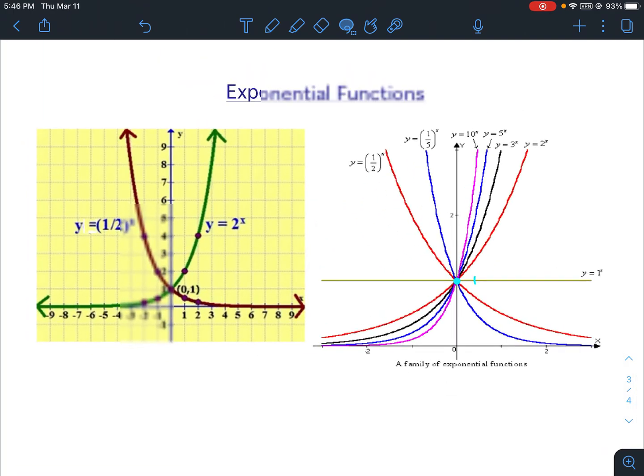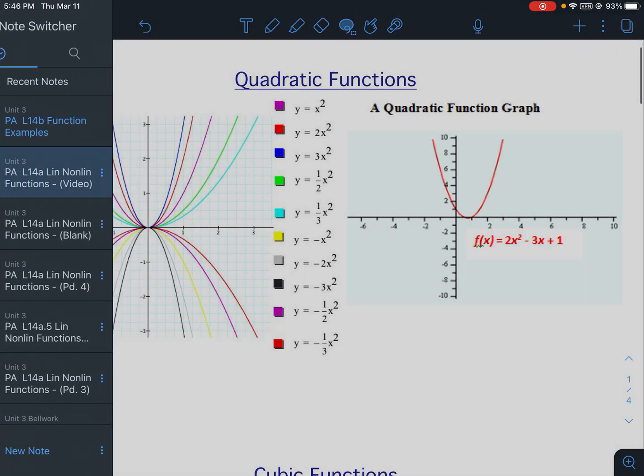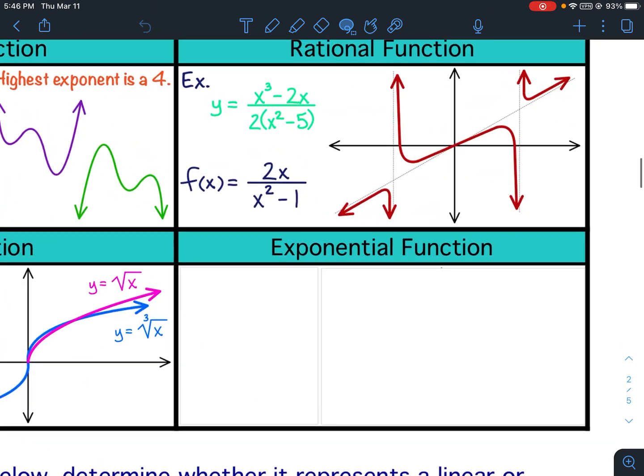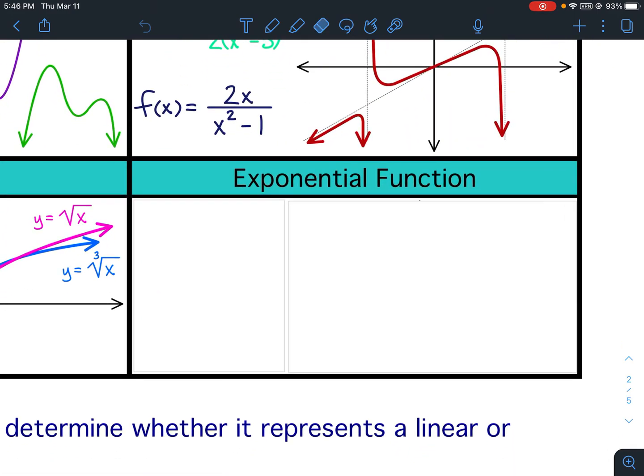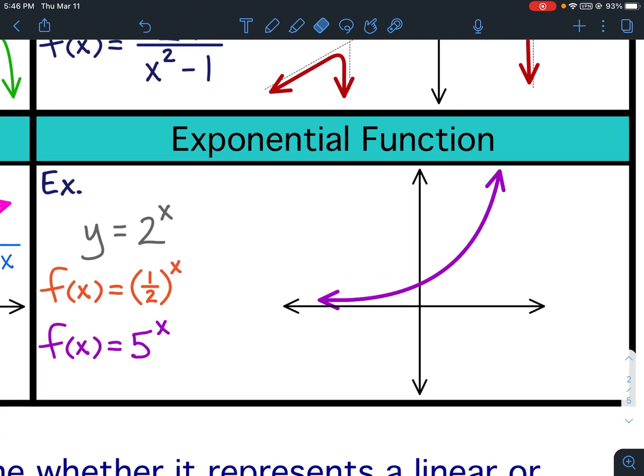All right, so let's go back to the graph. I'm going to get this back up to the top. Go back to our video. All right, so some examples of exponential functions. Notice how every single one of them, the exponent is the variable. And here is a much simpler graph to draw for you.